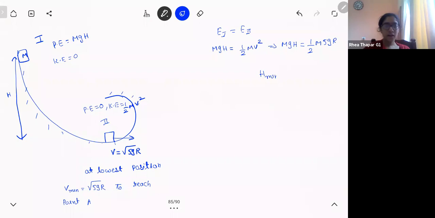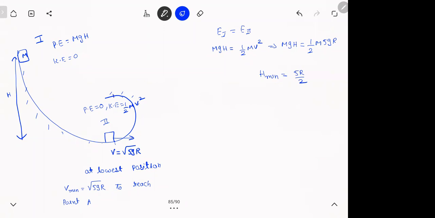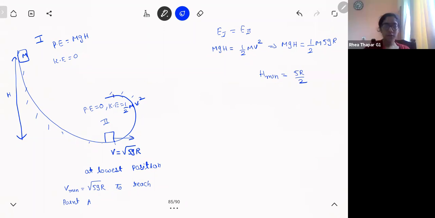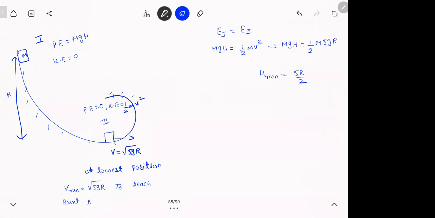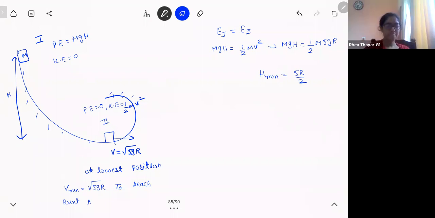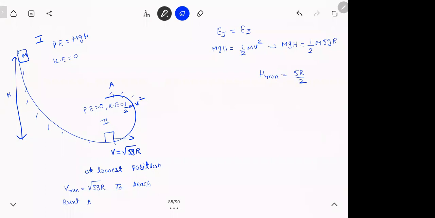Sir, can you take A also as state 2? You can take, but then you know what is the speed at A? Root gr. Then also you'll get the answer. You could have done that also. If you want to take state A, then you should take the speed as root gr. It works.